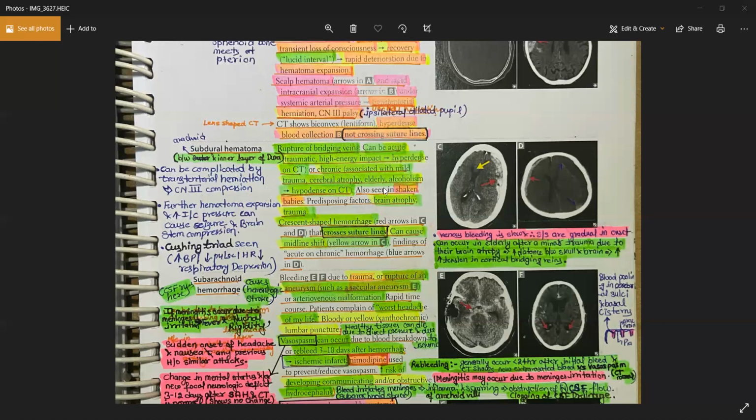The patient can have one hematoma, it will resolve, then the patient has another hematoma, it will resolve, then another hematoma. So multiple hematomas can be present in one patient, right? It could be associated with mild trauma, cerebral atrophy in the elderly, and alcoholism can do that. You will have a hypodense mass along with a hyperdense mass on the CT.